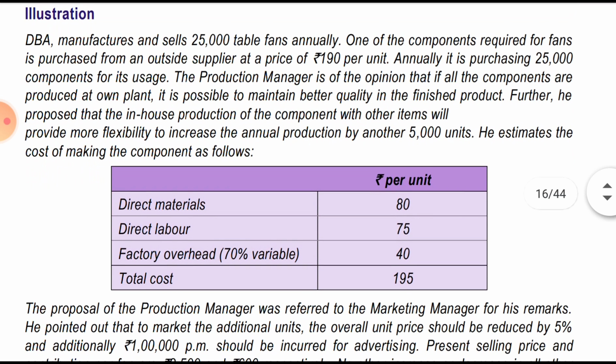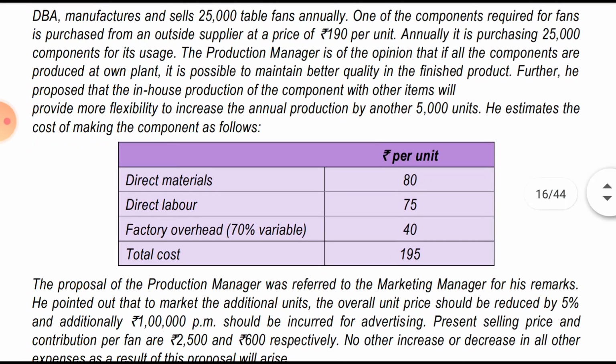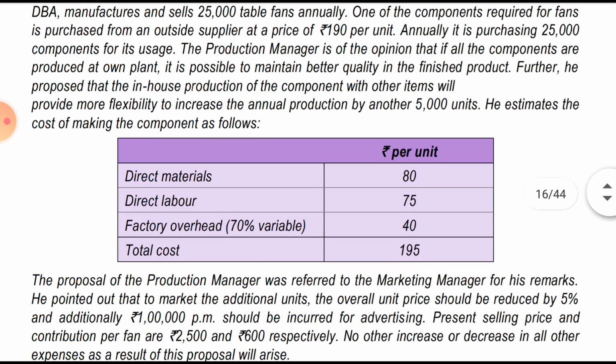Further, he proposed that in-house production of the component will provide more flexibility to increase the annual production by another 5,000. So if there is in-house production, the quantity of production will increase, so that we can produce 30,000 and sell 30,000. So there will be a unit increase in production by another 5,000.